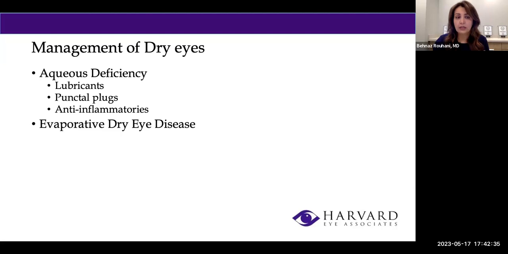Evaporative dry eye disease can be seen in the setting of meibomian gland dysfunction, where I showed you how those oily glands were not able to release the oily part of a tear film. Therefore, the tear film evaporates too quickly because of lacking the oil. So what we try to do is thermal therapies, including warm compresses, to some laser procedures that we have.